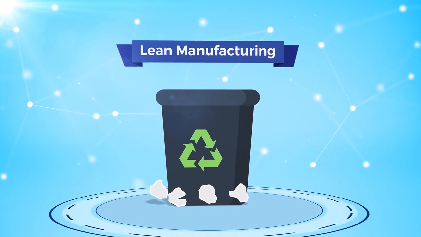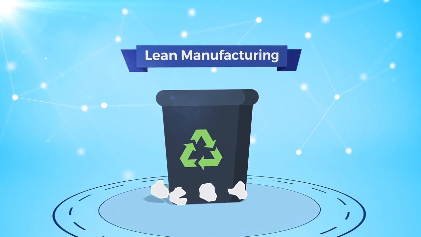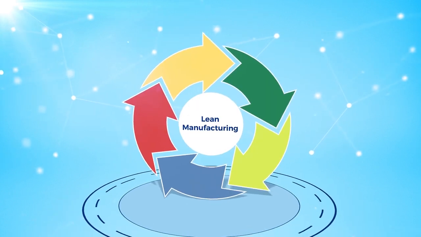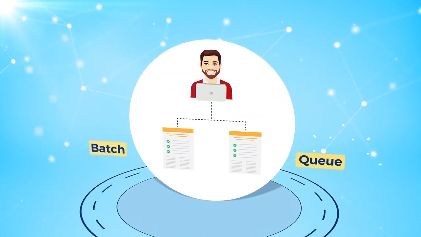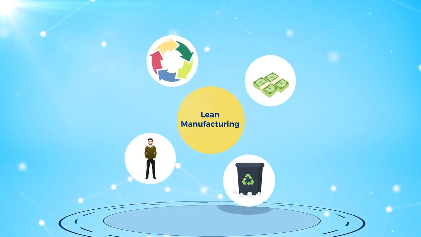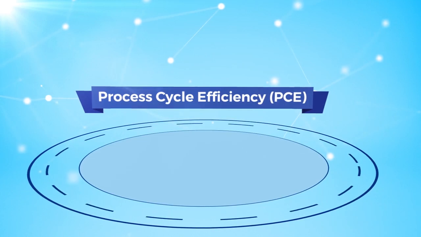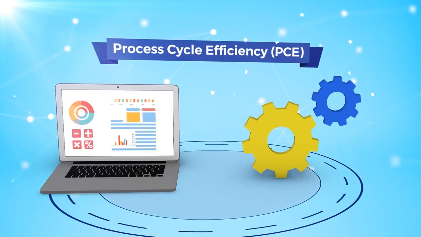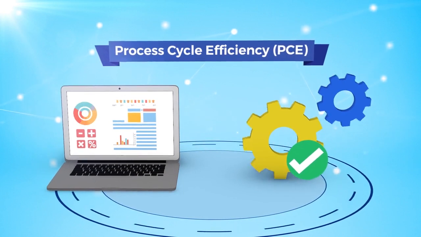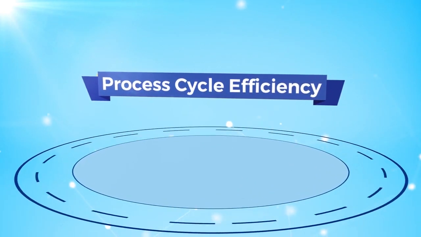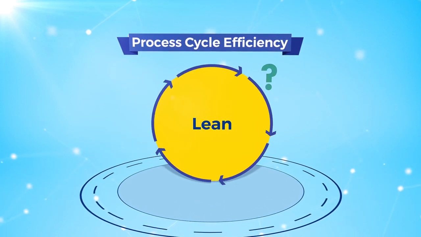Lean manufacturing is a management philosophy that focuses on reducing waste and implementing a flow-based production line rather than a batch and queue method. It's aimed at reducing costs and improving overall customer value. Process cycle efficiency, or PCE, is a lean metric used to improve processes by measuring process efficiency. PCE answers the question, how lean is your process?